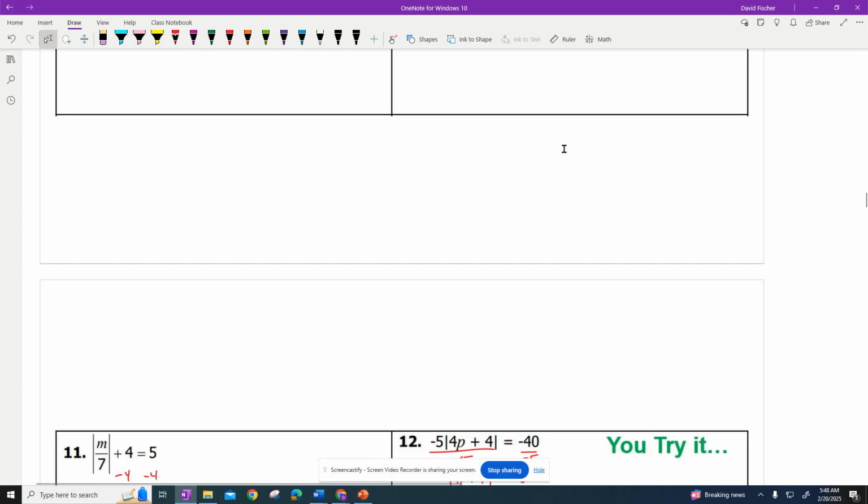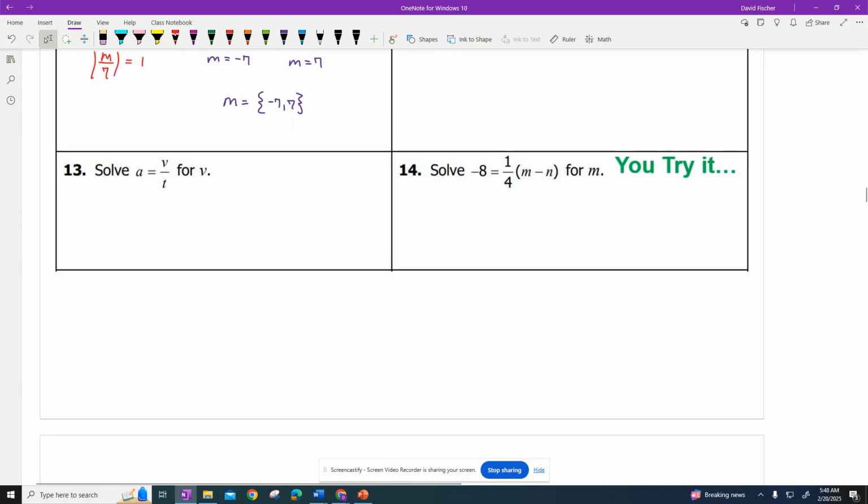Let's go back up and do 13, and then you can pause and do 14. Alright, this guy here, easy peasy one. I want the b by itself. So the t's in the denominator, and anytime anything's in the denominator, first step is to get it out of the denominator. So that's going to be an AT over there, and I already got my b by itself. Interesting. That was an easy one.